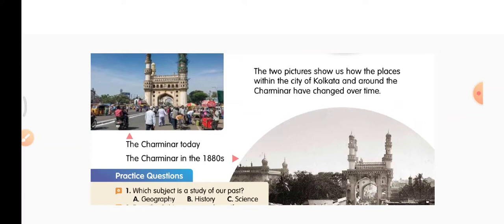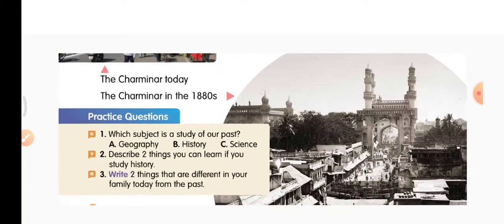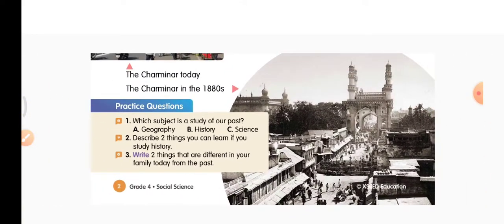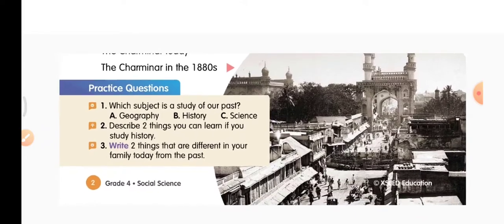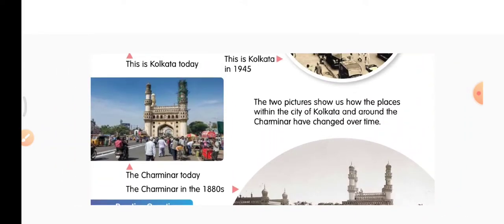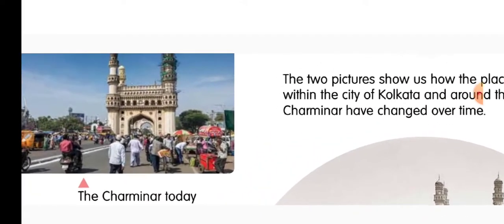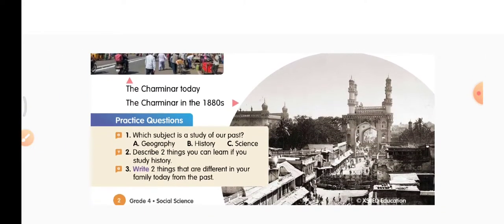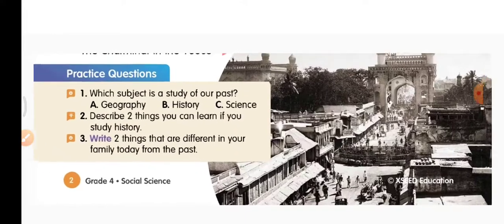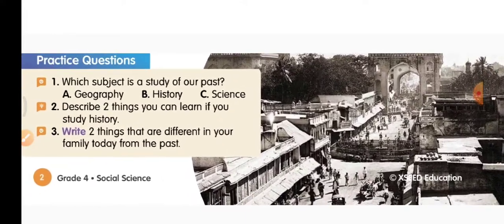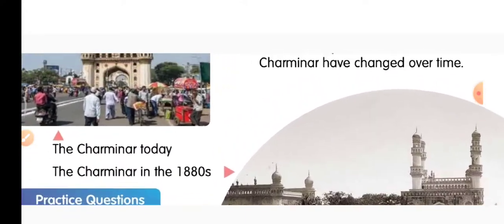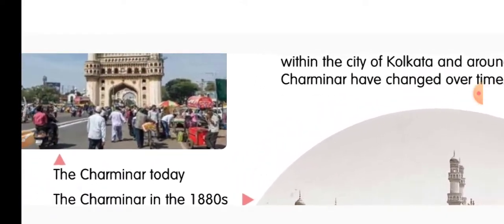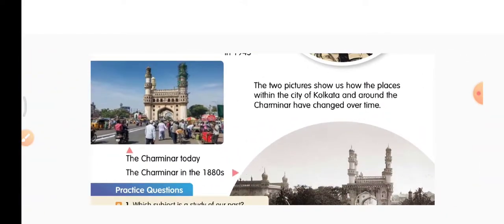Then what is different in these pictures? If you look at the road in front of Charminar, the road is narrow. Whereas in Charminar today, the road is wide. In the old picture, you don't find many vehicles here. But here you can see people on the scooter, right? These are the two differences.